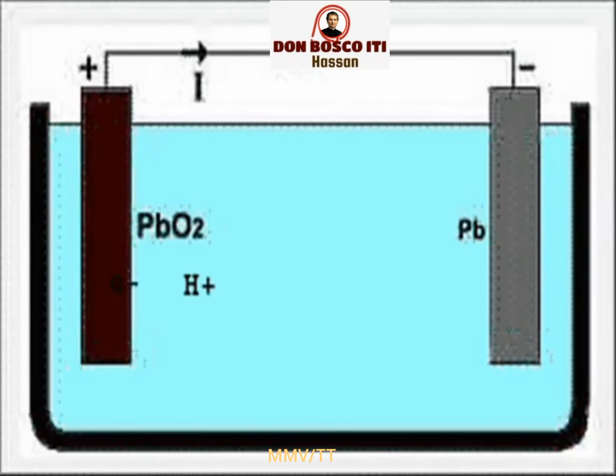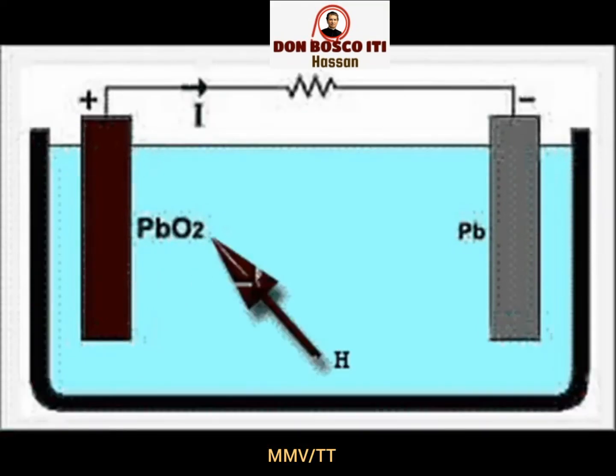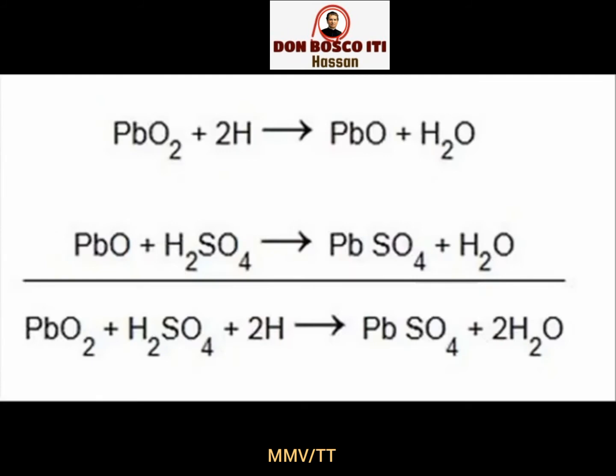The hydrogen ions, when they reach the lead peroxide plate, receive electrons from it and become hydrogen atoms, which again attack lead peroxide and form lead oxide and water. This lead oxide reacts with sulfuric acid and forms lead sulfate and water.